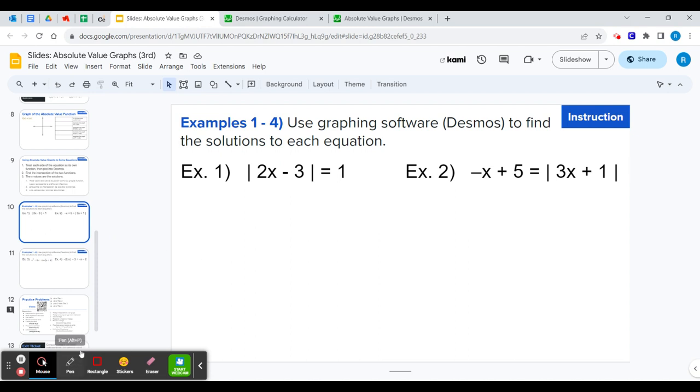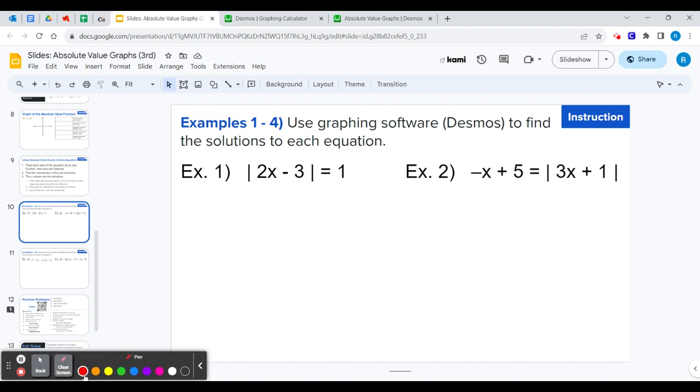In example 1, we have 2x minus the absolute value of 2x minus 3 equals 1. And we know from yesterday's work that we should be getting some x value equals, and then some x value equals, right? We should get two different answers. If we went through the math, we would see that we would get 2 and 1 as our final answers, just like we did yesterday. But let's do this graphically first.